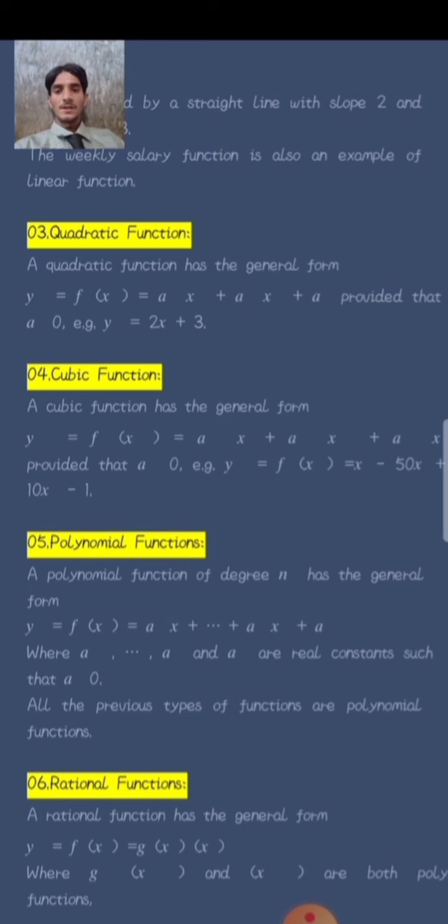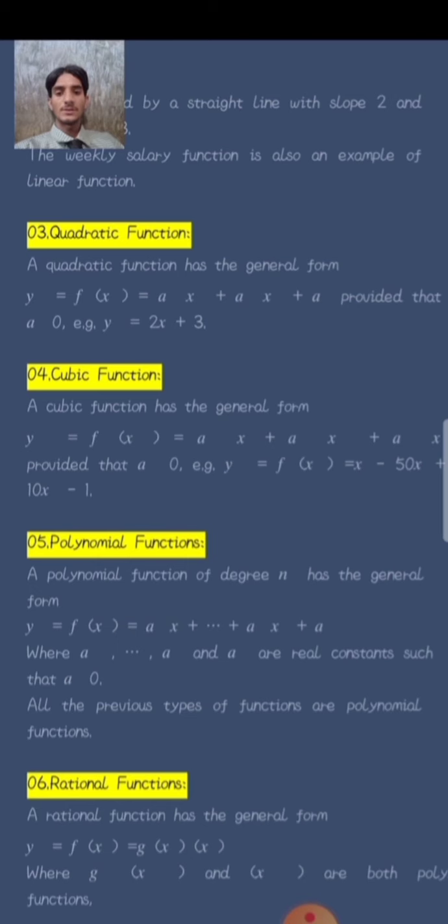Number three, quadratic function. A quadratic function has the general form y is equal to f(x) is equal to ax squared plus bx plus c, provided that a is not 0. Example: y is equal to 2x squared plus 3. Number four, cubic function. A cubic function has the general form y is equal to f(x) is equal to ax cubed plus bx squared plus cx plus d, provided that a is not 0.